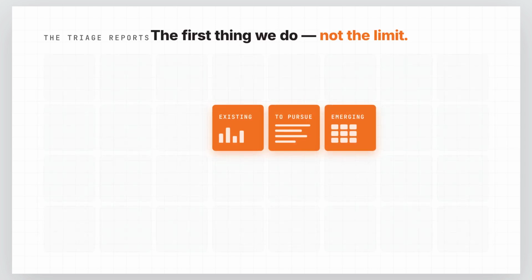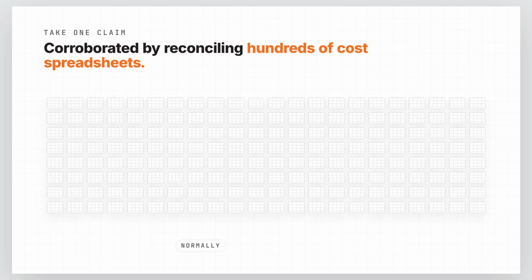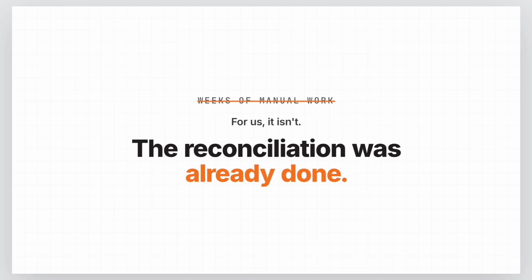And those three reports are really just the first thing we do with the data, not the limit of it. Once a project is fully ingested, we can turn around almost any report you need, whatever its purpose. Take a claim that has to be corroborated by reconciling hundreds of cost spreadsheets. Normally, that's weeks of manual work. For us, it isn't, because the reconciliation has effectively already been done.